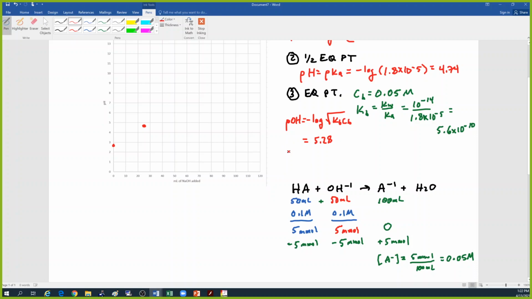But that means I can now find the pH because it's just going to be 14 minus the pOH. So since we just found that, we're going to take 14 minus 5.28. We get about 8.72. And that's consistent with the fact that we expected the equivalence point to happen at a pH greater than 7.